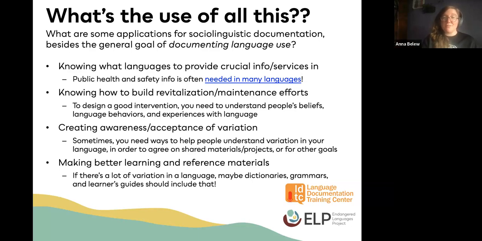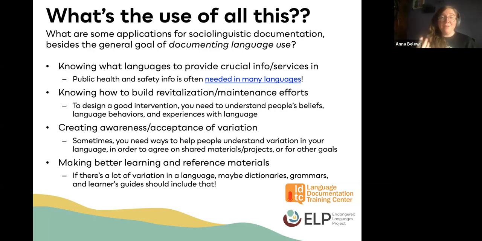Especially in language revitalization efforts, having a good understanding of people's beliefs and feelings and attitudes and use patterns around language is really important, right? If you don't understand what people believe about language, it's going to be hard to design an intervention to revitalize one of the languages they use. You might also, especially in revitalization contexts, want to create awareness or acceptance of variation, right? You might want to avoid situations in which a class of language learners get into a big fight because the teacher taught them one pronunciation, but their grandma said it another way, and now everyone's mad because someone's wrong. Instead, through sociolinguistic documentation, you might be able to show that no, there are different ways to say this, and that's okay. Different people say it in this way and this way and this way. So let's make space in our language classroom for all of these different ways to say it.